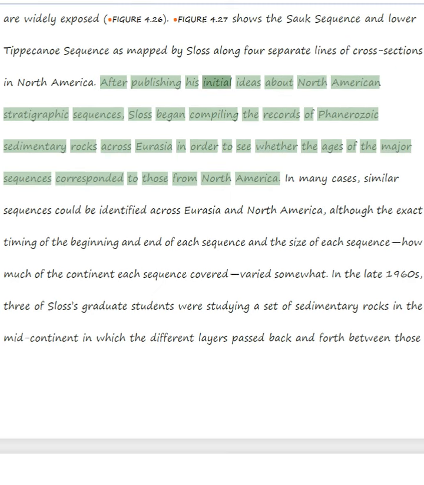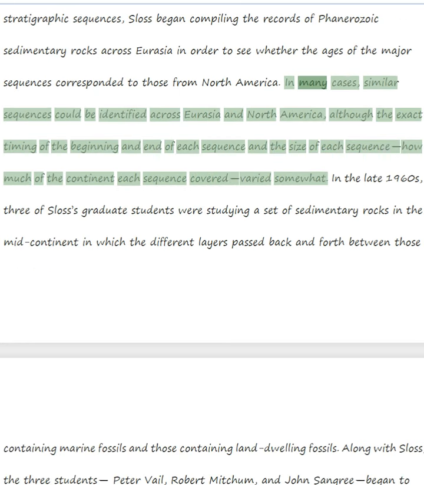After publishing his initial ideas about North American stratigraphic sequences, Sloss began compiling the records of Phanerozoic sedimentary rocks across Eurasia in order to see whether the ages of the major sequences corresponded to those from North America. In many cases, similar sequences could be identified across Eurasia and North America, although the exact timing of the beginning and end of each sequence and the size of each sequence, how much of the continent each sequence covered, varied somewhat.